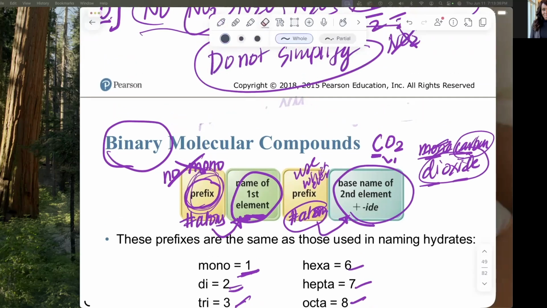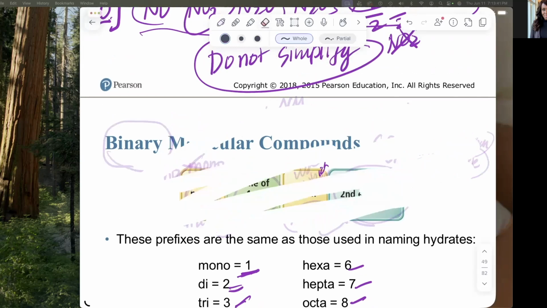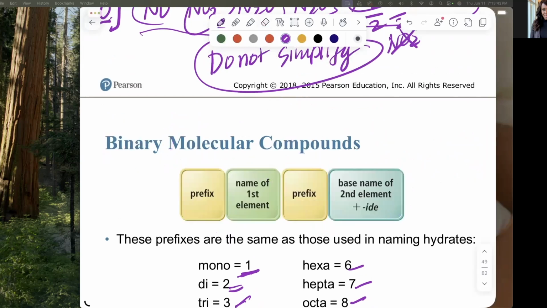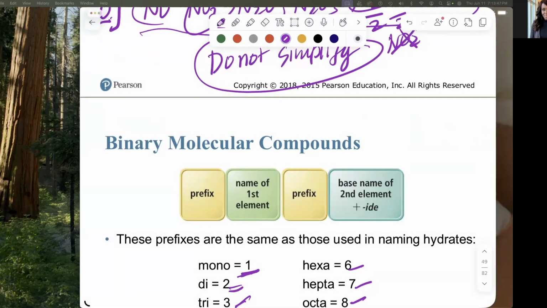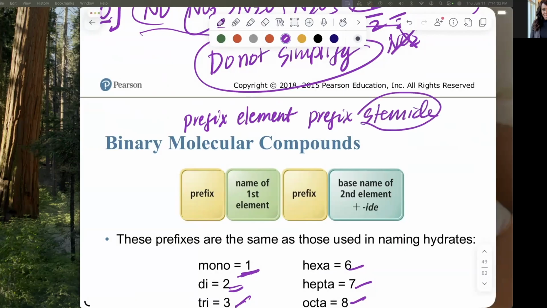So let me write this down finally so I can wrap this up. Because I've already done the video explaining this in the other video. So yes, we have prefix here, no mono, element, prefix again, stem-ide. And the stem-ide is the name of the anion.